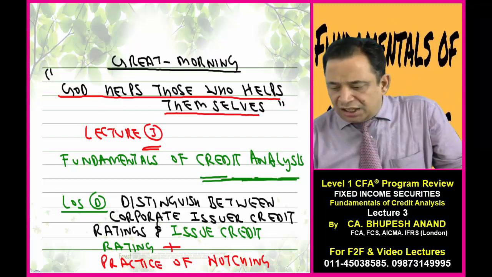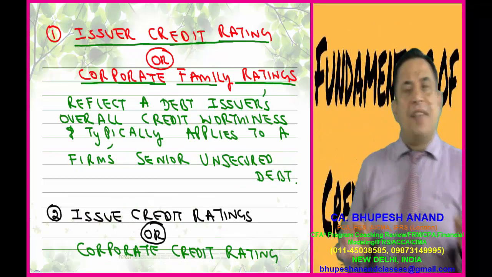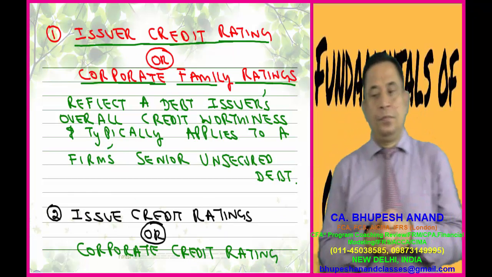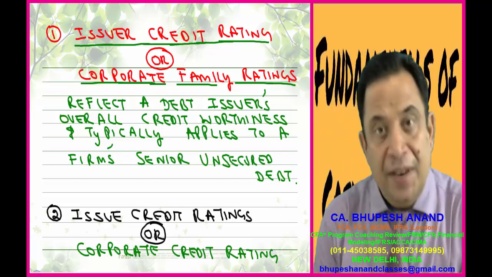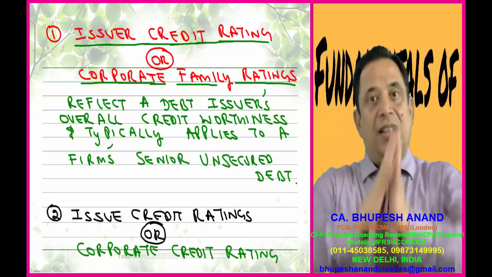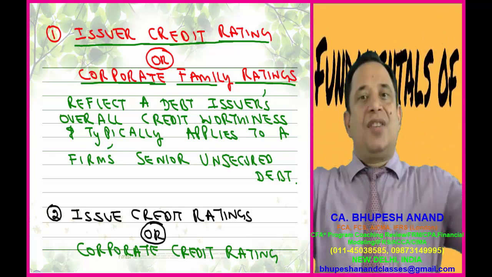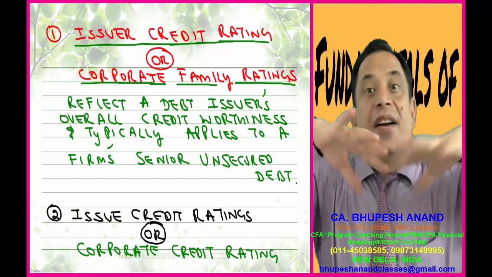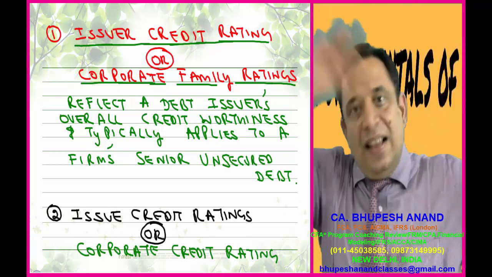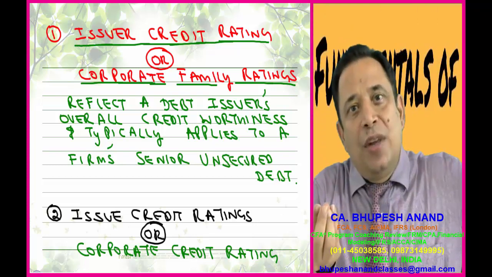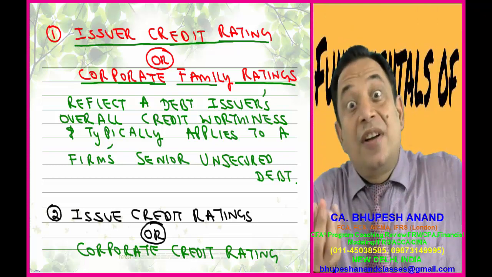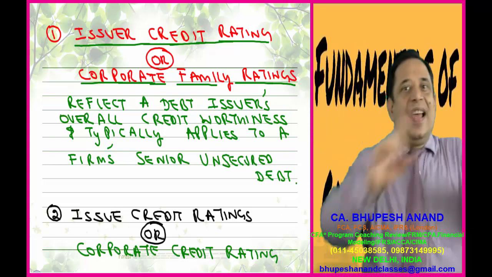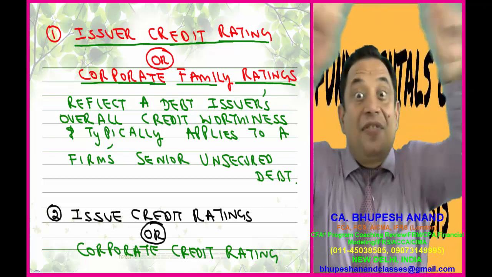So let's start with the journey. The first point is very, very important. I have given the definition of what is the meaning of issuer credit rating or corporate family ratings. I have written the family, the Ambani Group, Reliance Industries. What is the credit rating of Reliance Industries? And then what is the credit rating of Unilever? And then within that, Unilever is issuing a bond. Then what is the credit rating of that bond? That is the issue credit rating, and the credit rating of Unilever is a family credit rating.